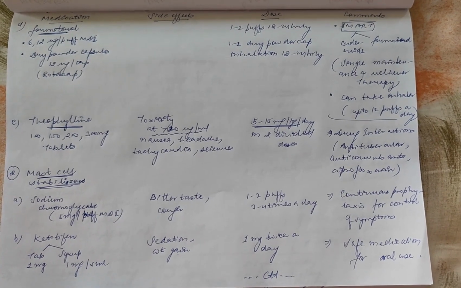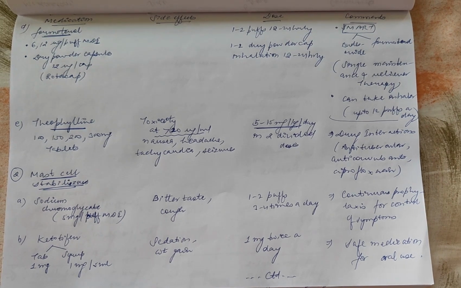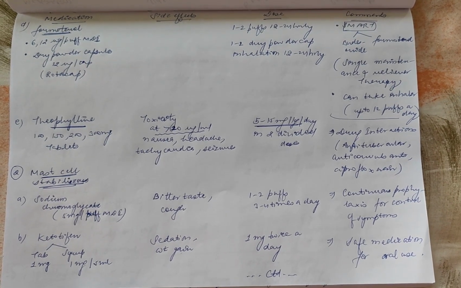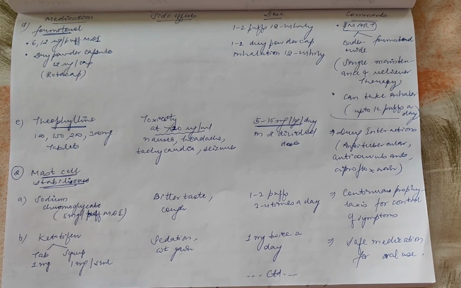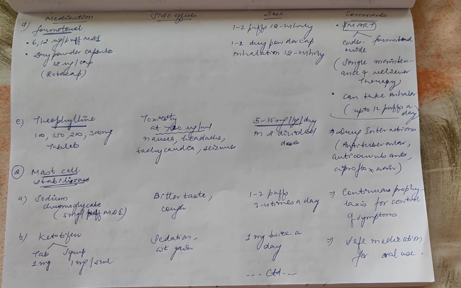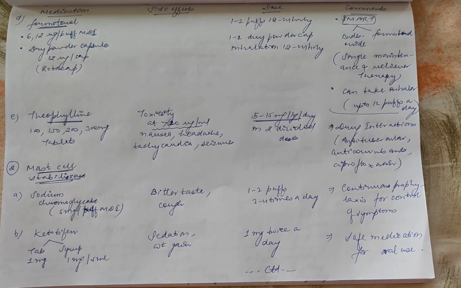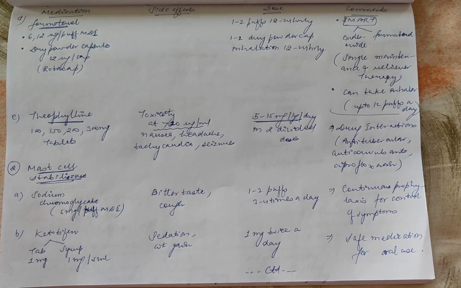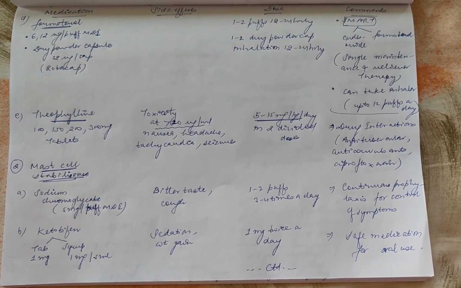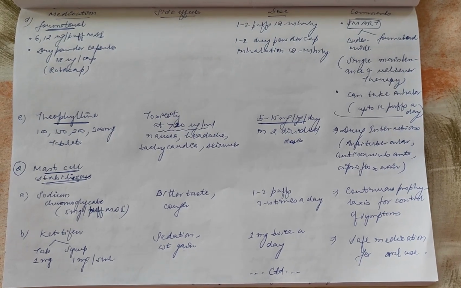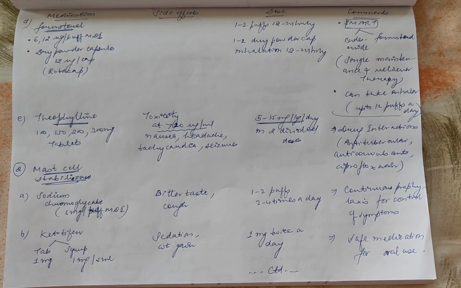Now, continuing further, we will talk about formoterol. It is available as MDI at concentration of 6 or 12 microgram per puff. And as Rotahaler or Rotacap, it is available as dry powder capsules in a concentration of 12 microgram per capsule. The dose of formoterol through MDI is 1 to 2 puffs 12 to 24 hourly, and through Rotahaler it is given as 1 to 2 dry powder capsule inhalation 12 to 24 hourly.